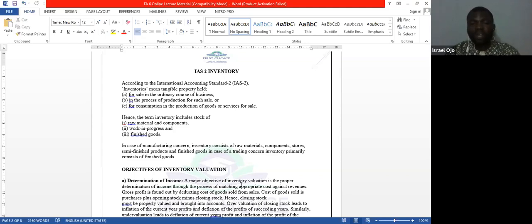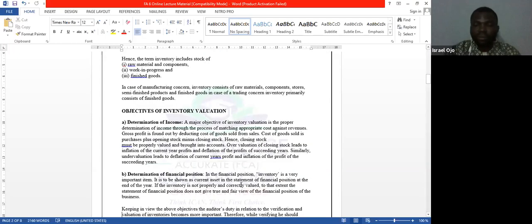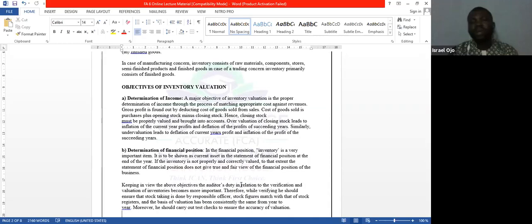So, objective of inventory valuation: determination of income. A major objective of inventory valuation is the proper determination of income through the process of matching appropriate costs against revenue. Now, the closing inventory at the end of the period, probably monthly or yearly, if you are doing it for the year, then you count your inventory. You need to know the total inventory that you have left, because this total inventory will affect your profit in one way or the other.